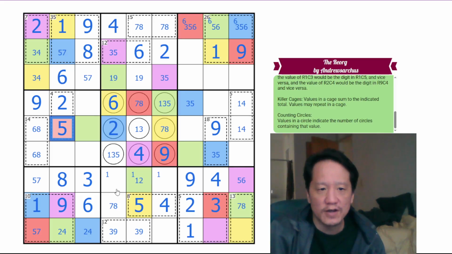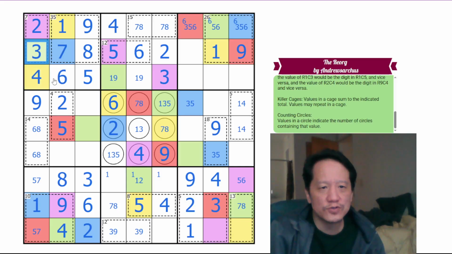So this is 5. 2 eliminates 2 here, so it's 4 and 2. 5 eliminates 5 here, so it's 7 and 5. 5 eliminates 5 here, so it's 3 and 5. 3 eliminates 3 here, so it's 4 and 3, which makes this a 4. 5 eliminates 5 here, so this becomes a 1-3 pair. That forces this to be 5, which makes that 3 and 5 there.